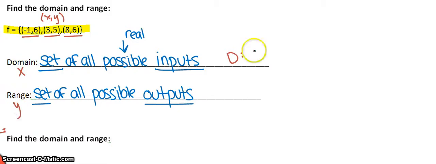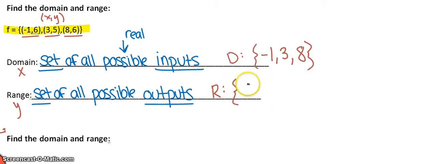Now, I want to write my domain as a set. So I'm going to start with my set brackets. All a set does is list out the members of a group. For example, if you wanted to write the set of whole numbers, you would write something that looks like 1, 2, 3, on and on, in your set brackets. So for my domain I'm going to list out the inputs, the members of the input group. Inputs are x, so my x values can be -1, 3, and 8, and that is my whole domain. My range is going to be my y values, which are 6, 5, and 6.